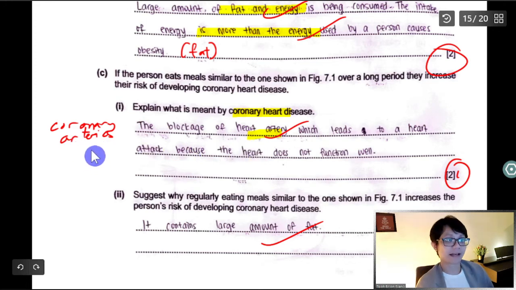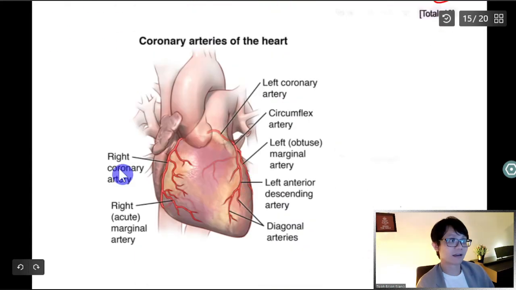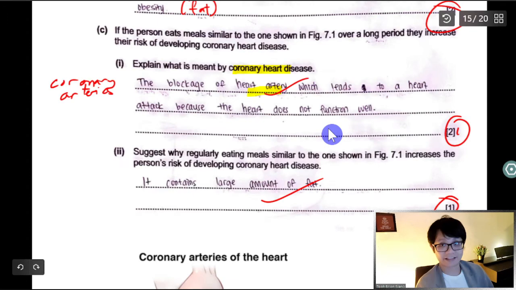Okay, that will lead to heart attack. Because I just give 1 mark, because the marking scheme already put the bold word, so this word must appear in the student answer. So I just follow the marking scheme. Coronary heart disease also comes from the coronary arteries. What are the coronary arteries? Here, okay? Right coronary artery, left coronary, and something happens around here that will lead to heart attack.